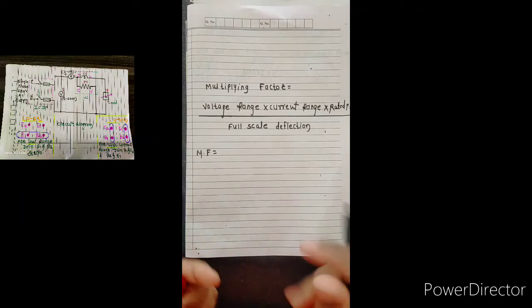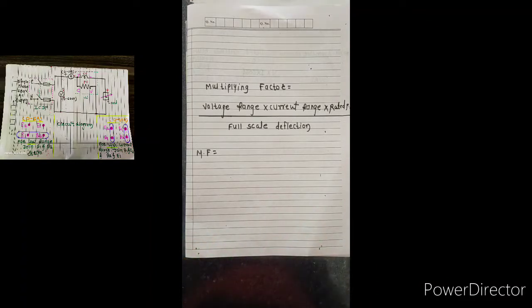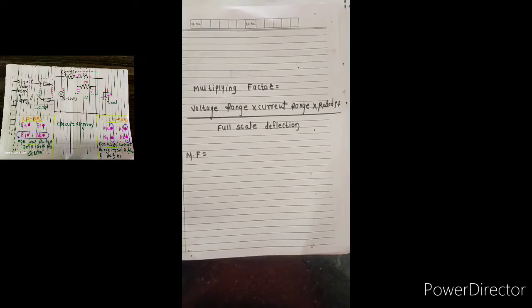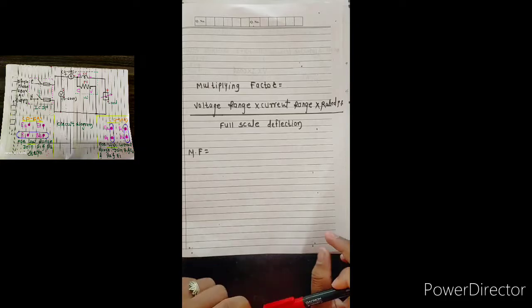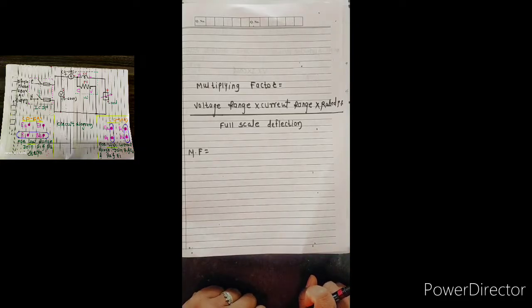After the conduction of the practical, we have to calculate the actual power measured by the wattmeter. So for the actual power consumed by the load, we should know one concept, that is the multiplying factor. So what is meant by multiplying factor? It is the voltage range into current range into rated power factor divided by full scale deflection. So what is voltage range? It is nothing but what range of the wattmeter we had taken. Next one is the current range as per the strip.